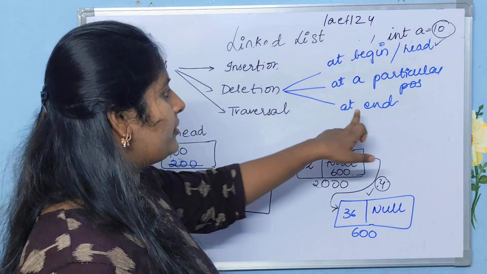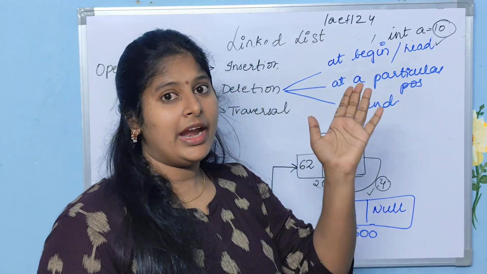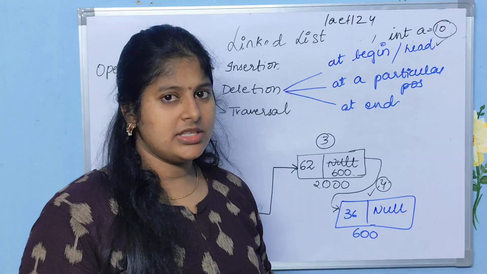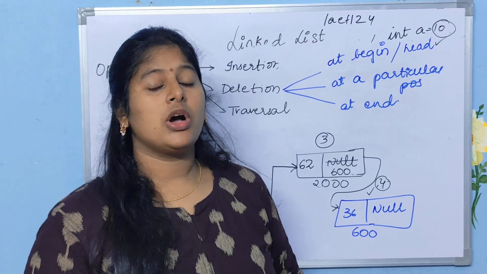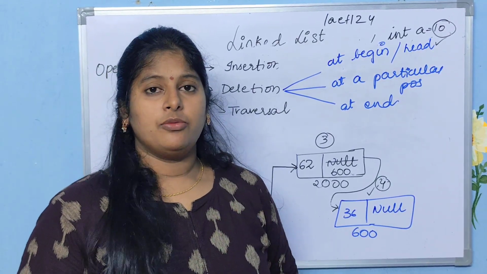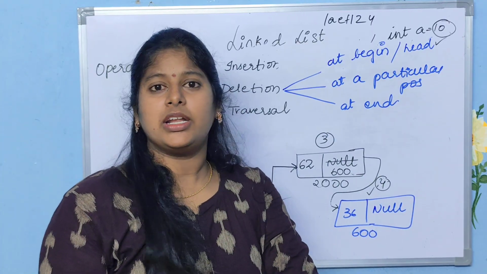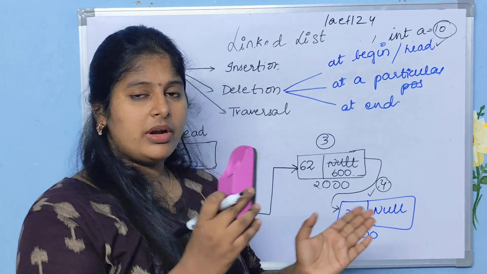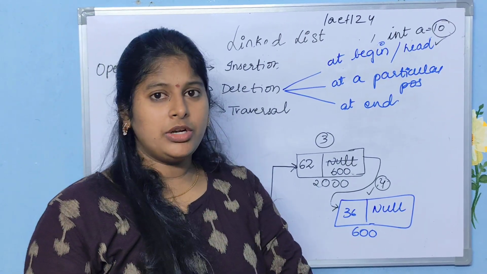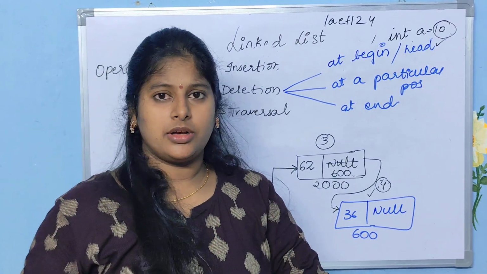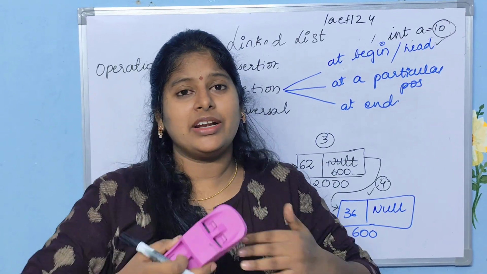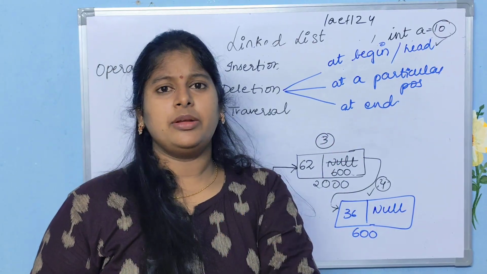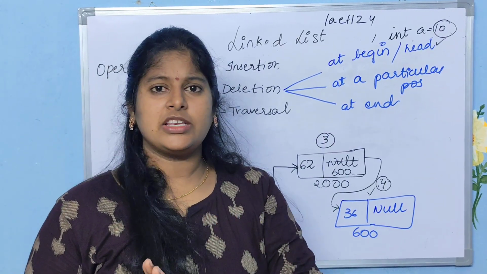Now, deletion of elements at the end of the list. Now, what is the end of the list? I've already said during the insertion of nodes in the linked list. So, how do you find what is the last element? When data part's next part is equal to null, then it is called as last node. But if the data part's next part is containing some address, it means that there are other elements next to that element.